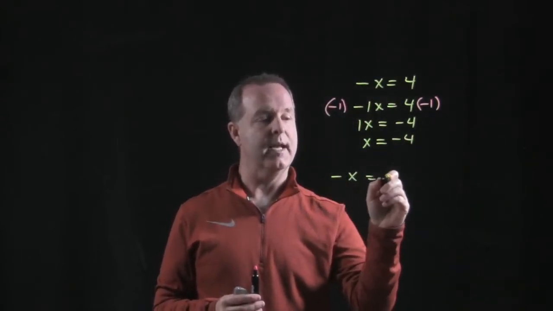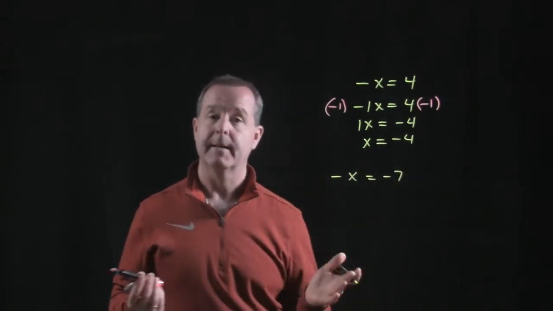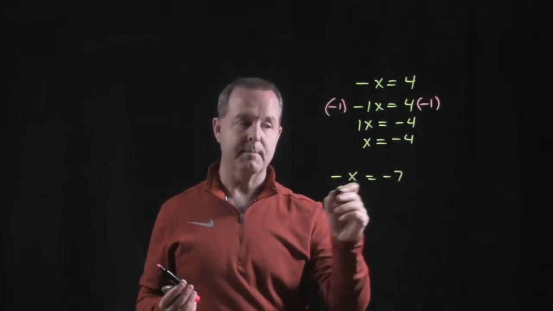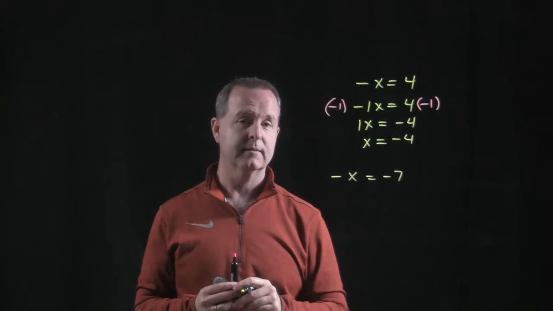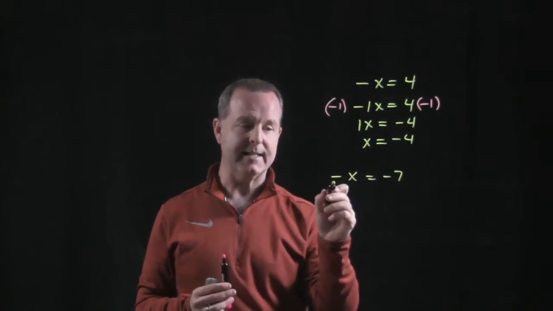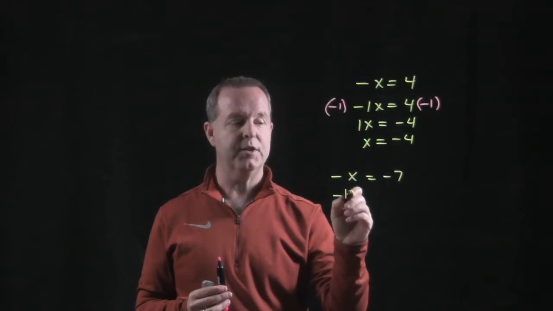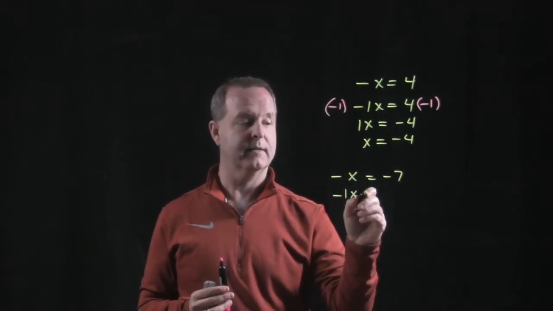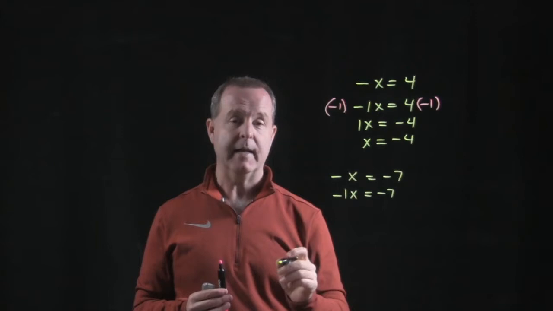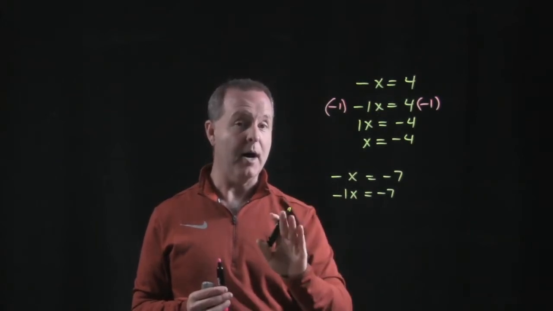Minus x equals negative 7. Same type of idea. It doesn't matter there's negatives on both sides. What matters is that my variable is not isolated. There's a coefficient of a negative 1 in front of it, and I don't want a negative 1, I want a positive 1.